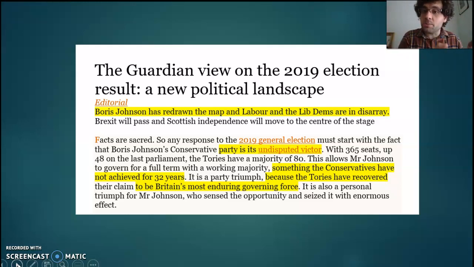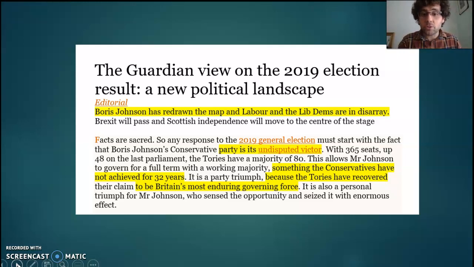That describes the majority. Majority is a noun. "Something the Conservatives have not achieved" works as a relative clause because it describes that noun in more detail. Like I say, it could say "which is something." "It is a party triumph because the Tories have recovered," okay? So that there works as an adverbial, an adverbial clause. It is a party triumph because it gives the reason why it is. It describes the "is," it describes the verb, okay?